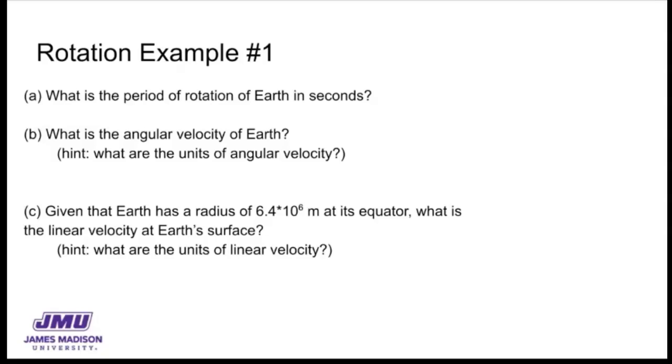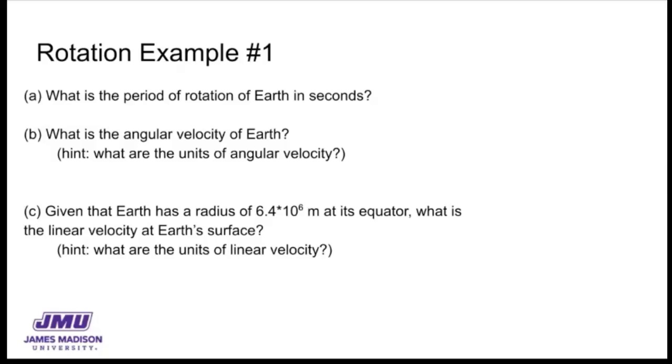I think it's the only rotation example I have, and it's really here just to emphasize how rotation is different from revolution. Revolution is one object going around another object. So, for example, the Earth going around the Sun or the Moon going around the Earth. And then rotation is an object spinning. So we will sometimes talk about rotation for things like a figure skater spinning in place, or in this case, the period of rotation of the Earth in seconds.